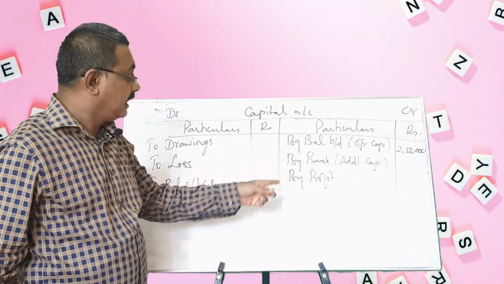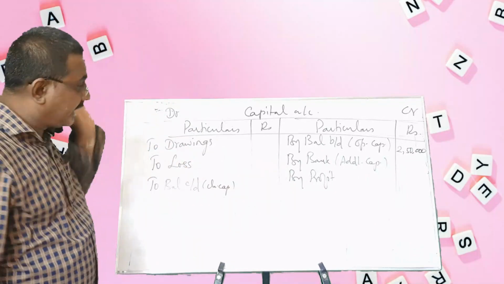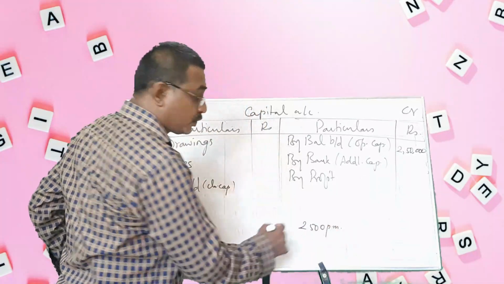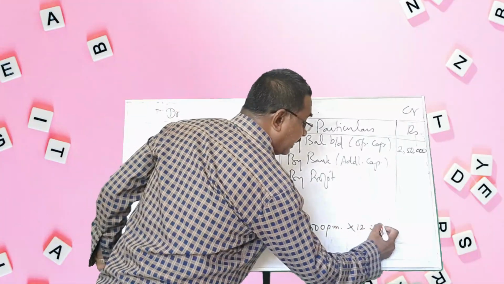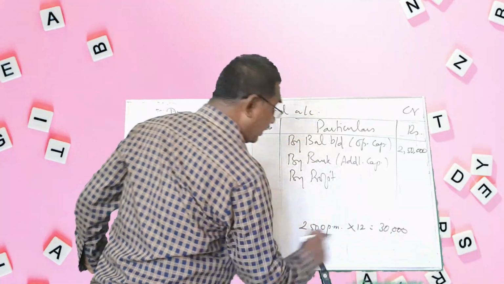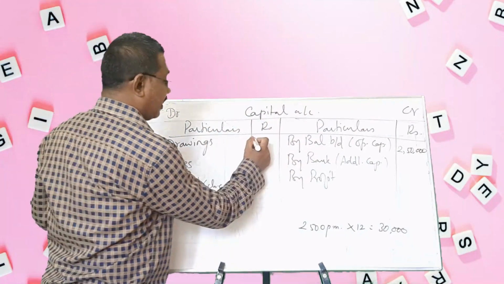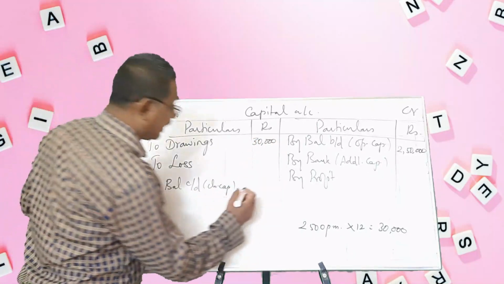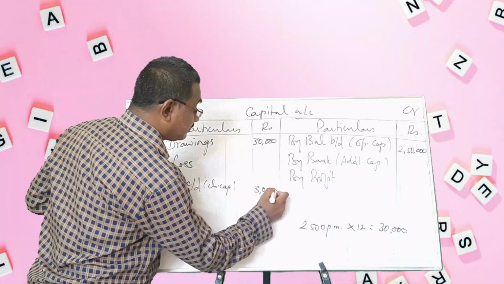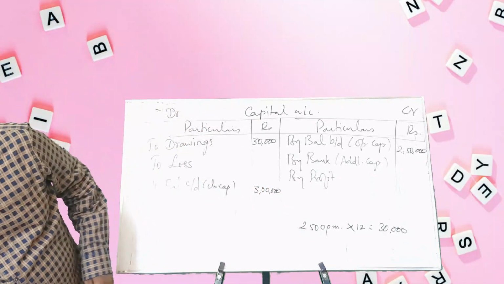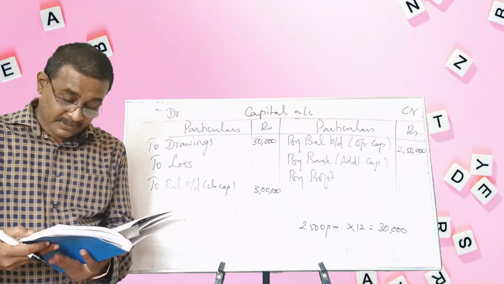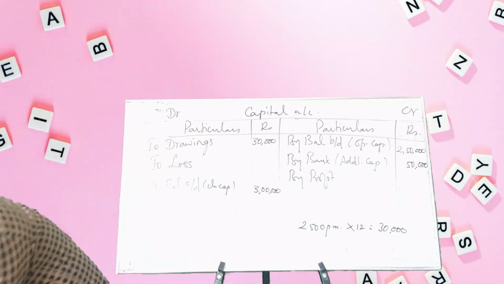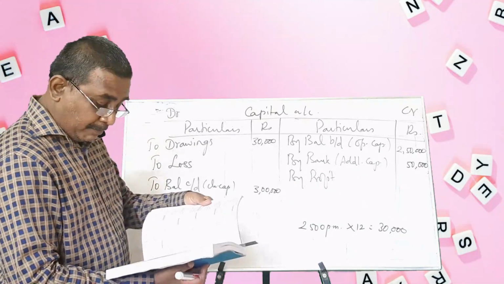And drawings is given. They have given 2,500 per month. So it should be multiplied by 12 to get annual drawing. That will come to 30,000. So I write that the drawing is 30,000 here. And we have found out the closing capital, 3 lakhs. And he has introduced an additional capital of 50,000.